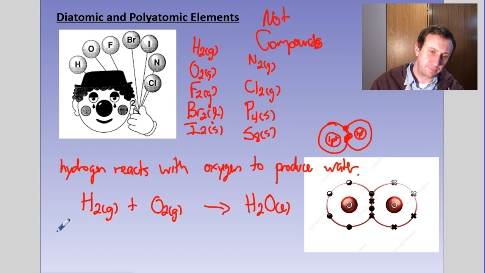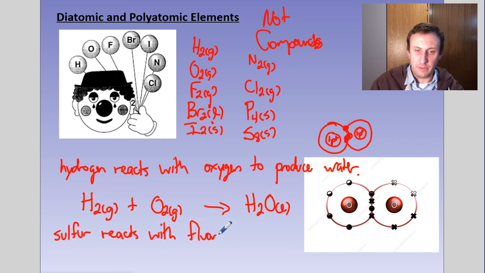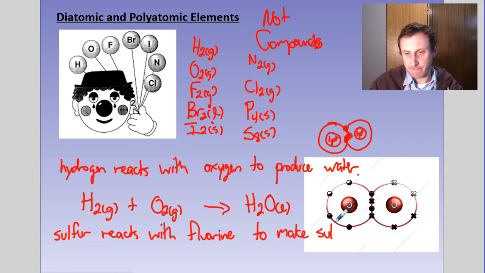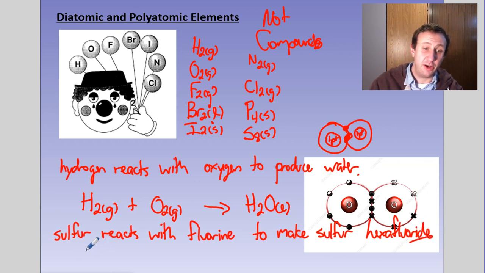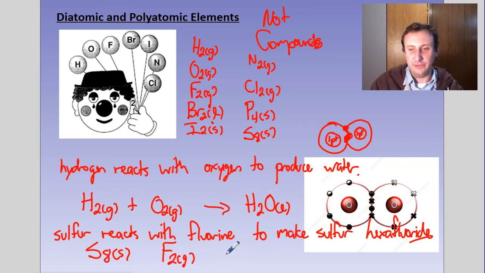If I had sulfur reacts with fluorine to make sulfur hexafluoride, how I would say this is, sulfur is, again, Hofbrinkel. It's an element by itself, S8 solid. Reacts with fluorine, that's F2 gas, to make sulfur hexafluoride. So that would be SF6, and that actually is a gas.